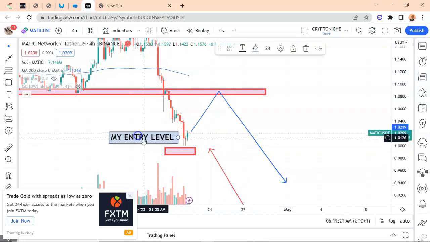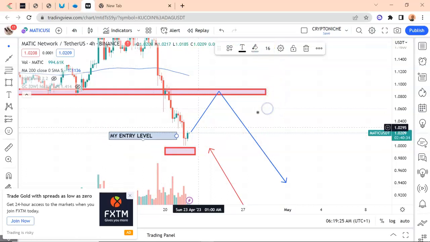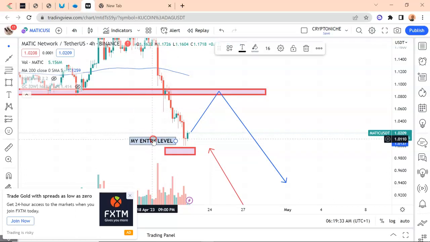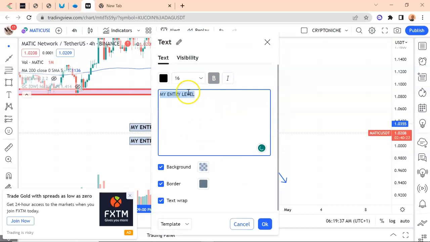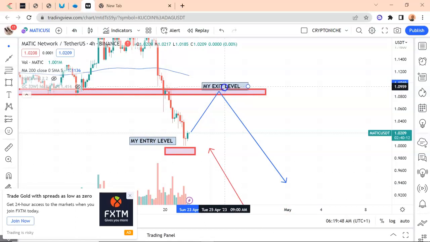All right. Then I'm going to reduce this to probably 16. So it makes sense. This is my entry level here. Then let me clone this. Then exit. This is going to be my exit level right here.